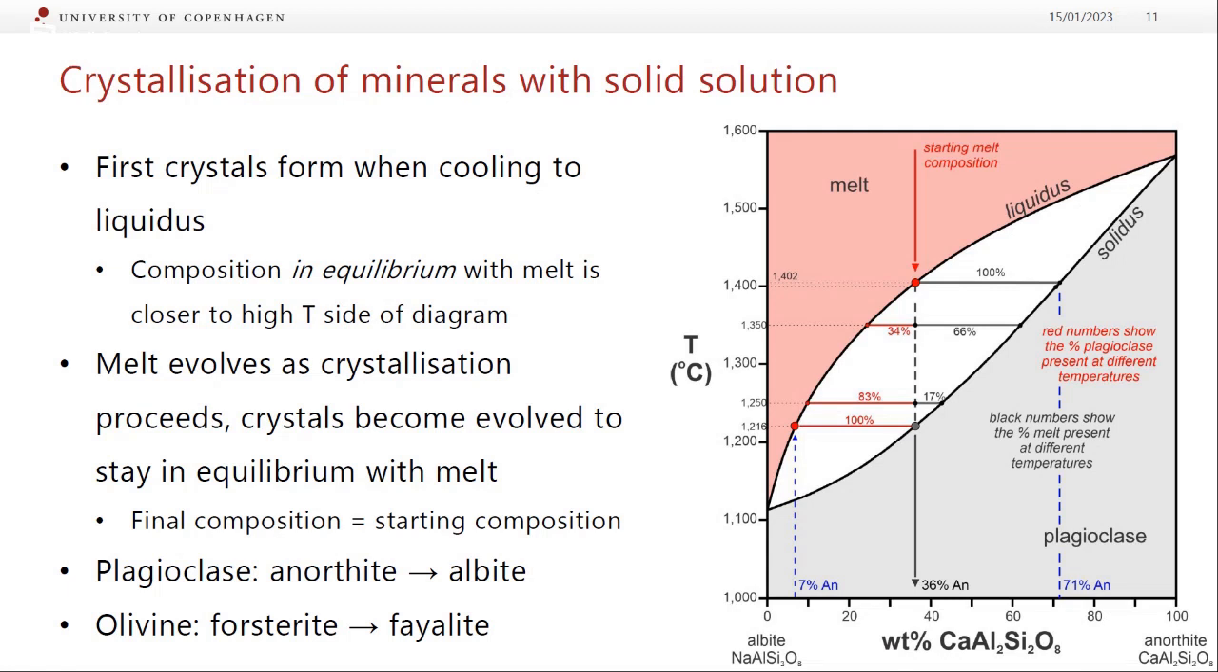At every stage, you can do the lever rule to see how much melt we have and how much crystals we have. So this can help us understand plagioclase: at high temperatures, so mafic melts, we get anorthite-rich plagioclases. At low temperatures, for more felsic melts, we get albite. And the same applies to olivine, which goes from magnesium-rich forsterite at high temperatures to iron-rich fayalite at low temperatures.